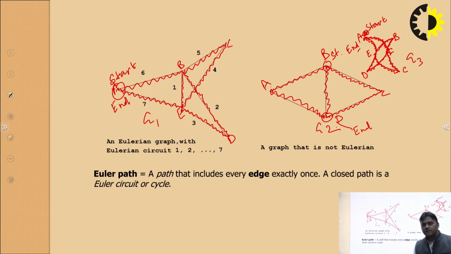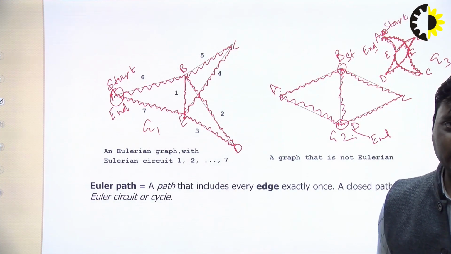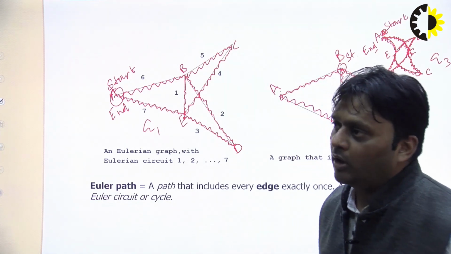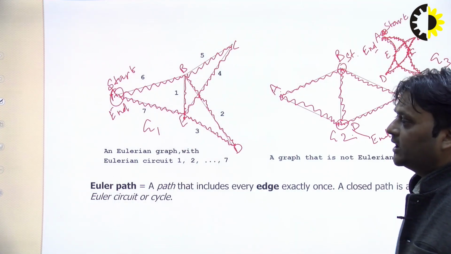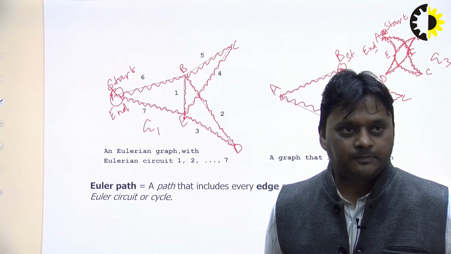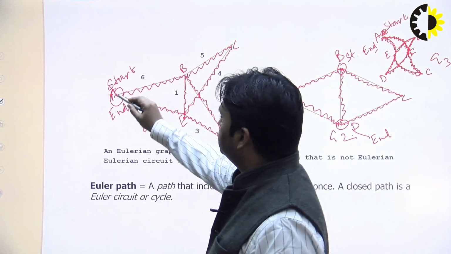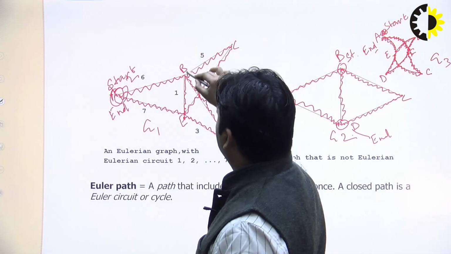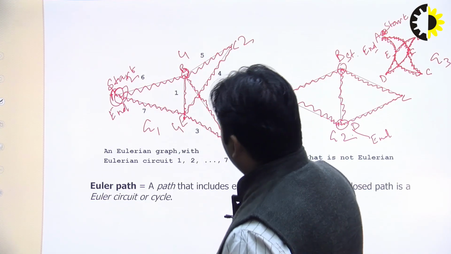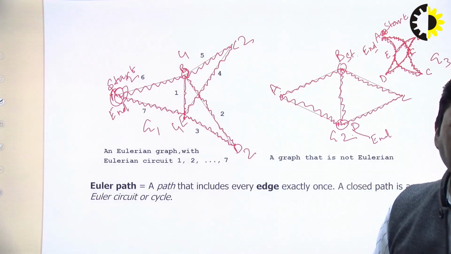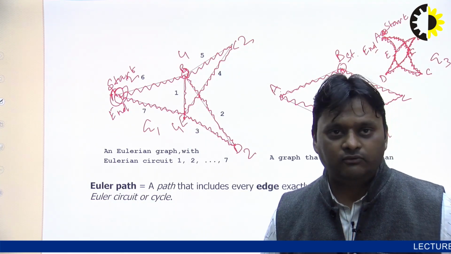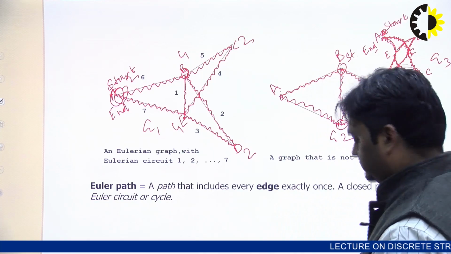We observe here that in a graph where an Euler circuit will form, each vertex will have even degree. See here, vertex A has degree 2, then degree 4, degree 2, degree 2, degree 4. We observe that every vertex has an even degree, so an Euler circuit will form.